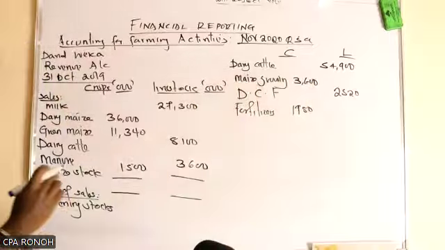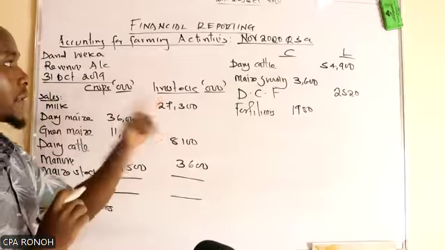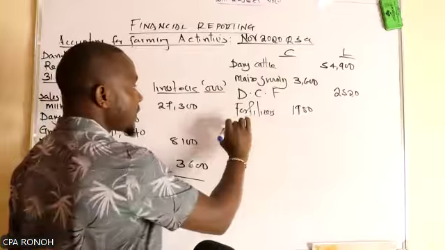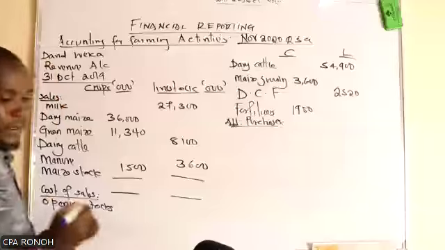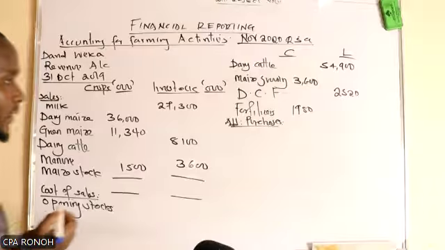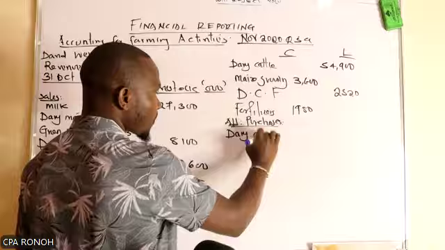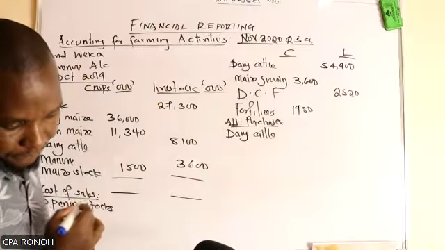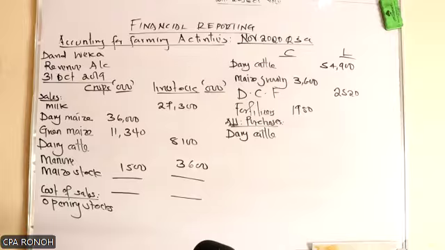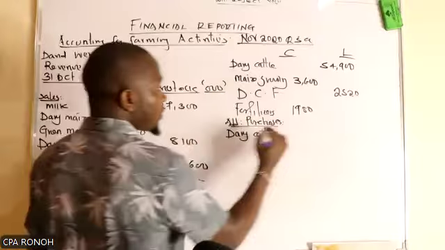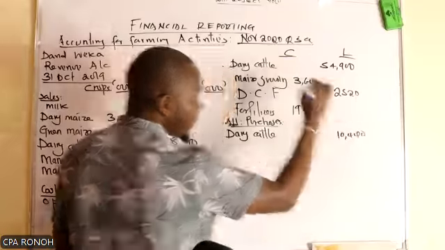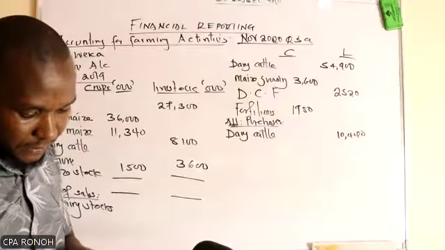What do we normally put in the cost of sales? Also, we put the purchases. So we add the purchases. The purchases we have been given there in the trial balance. Dairy cattle, let me take the ruler now so that I don't pick the wrong figures. So dairy cattle is 40,044. And then we have fertilizers, specifically for the maize and also for the napier grass.